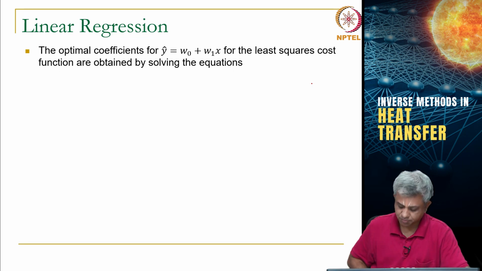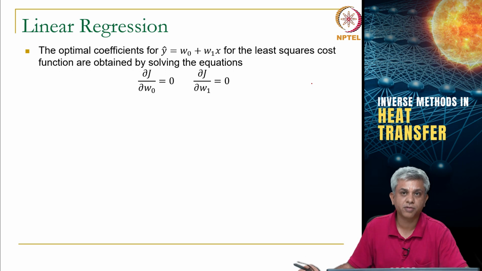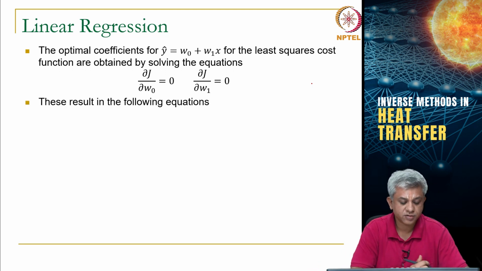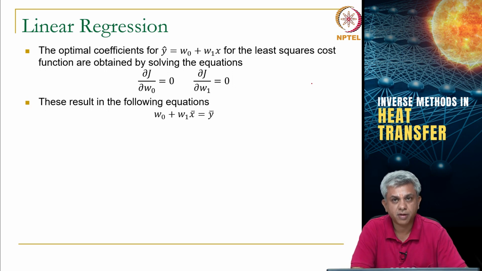How we obtained the best fit curve was to say, J has to be optimum with respect to W0 and W1, therefore the partial derivative of J with respect to W0 and the partial derivative of J with respect to W1 should both be 0. Once we applied this, we obtained the following equations. You might remember the physical meaning of the first equation. It simply says that the prediction at x bar should match the average of the measured values. In our case, this says that at the average location of the thermocouples you should get the average temperature measured by the thermocouples, and W0 and W1 should satisfy this equation.